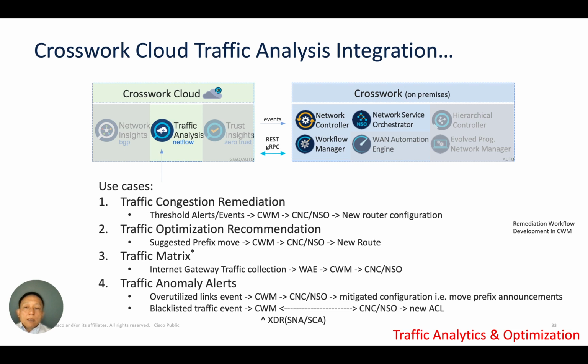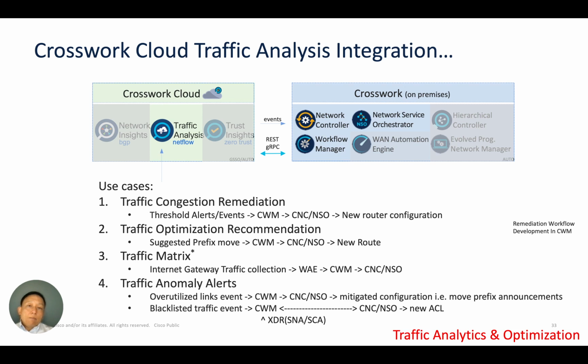many other use cases. Number three over here, right? You can see traffic matrix, internet gateway traffic collection, send it into Way, and then Crosswork Workflow Manager, and then use that with CNC and NSO to provision some new metrics for the network. But there's an asterisk. That's an idea one, but most of the other ones, people want to do automation, and that's the process that can go about doing that.